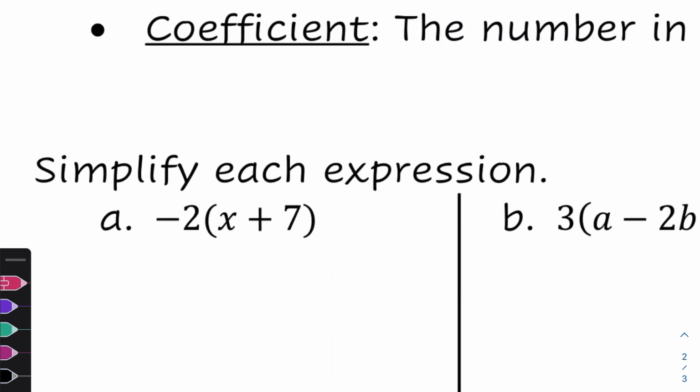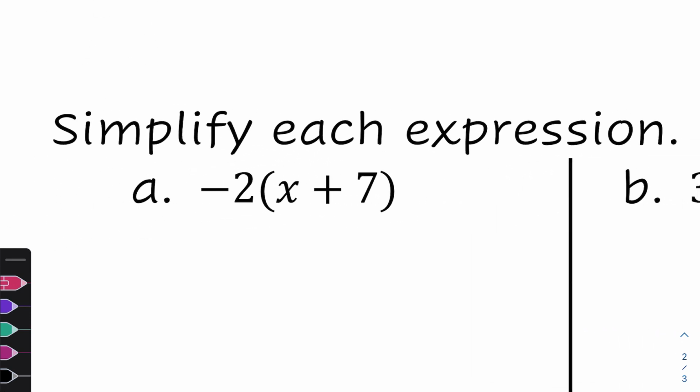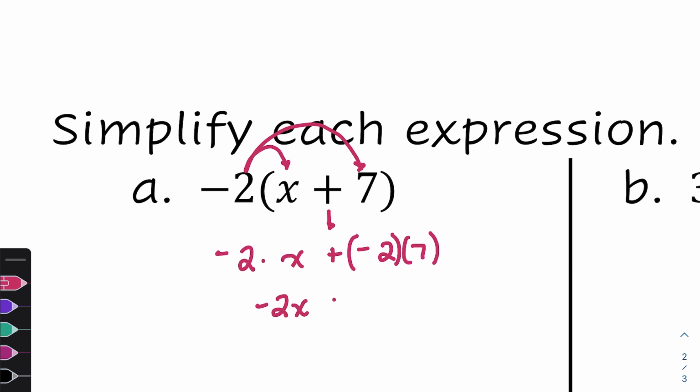For the first example we're going to look at, we have -2 times the quantity x plus 7. What we're going to do is distribute that -2 to each term. So I will write out every step here. We're going to take -2 times x, drop down our addition sign, and then take -2 times 7. And now we're going to multiply each of these terms. -2 times x is -2x, plus -2 times 7 is -14. We don't really like to write plus a negative, so we are just going to write -2x minus 14.